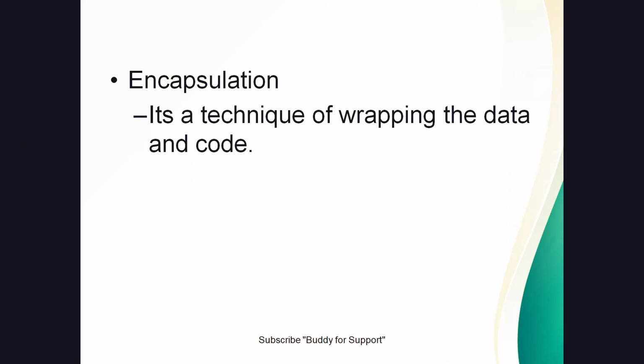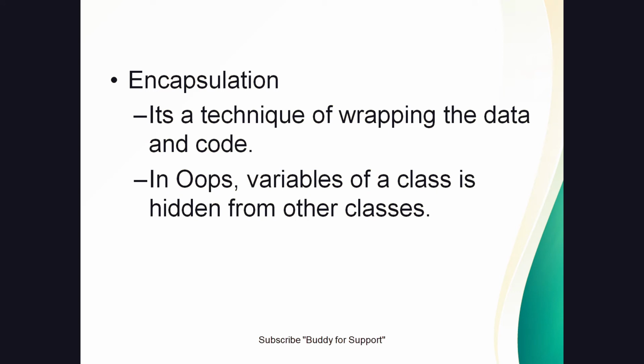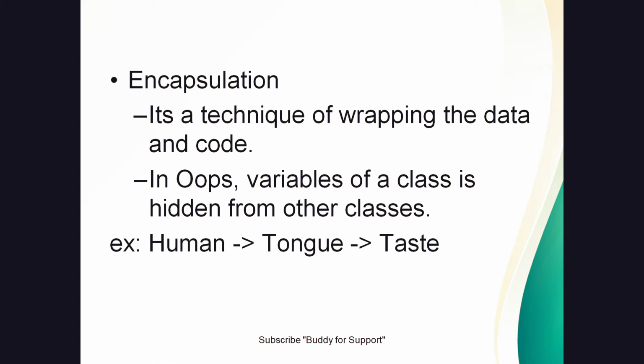Encapsulation. It's a technique of wrapping the data and code. In OOPS, variables of a class is hidden from other class. Example, human, which has a tongue, and taste is the encapsulated part. And nose is exposed, but smell is the encapsulated one.